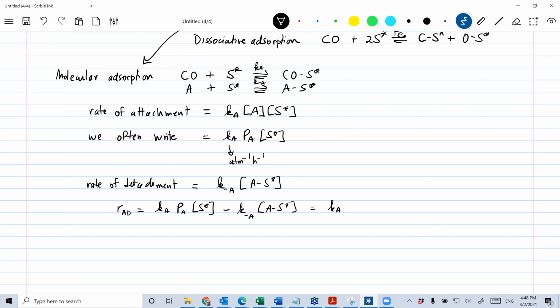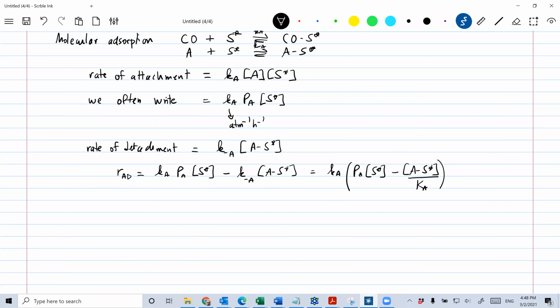So you have Ka times Pa S star minus AS star divided by the equilibrium constant of the AS formation, which is the adsorption equilibrium constant. So this is essentially that. In the 5 or 6 minutes we have, we'll be able to finish that particular topic quickly, but we'll get back to it next class and introduce it again and finish it off.